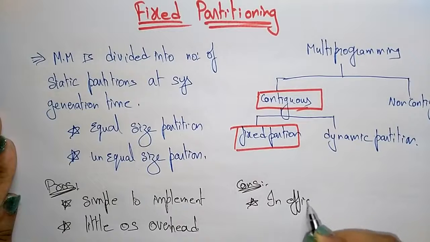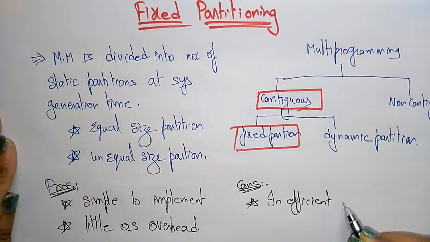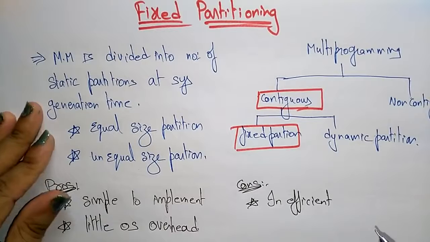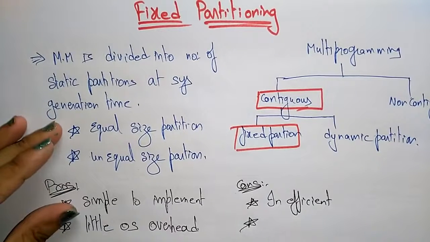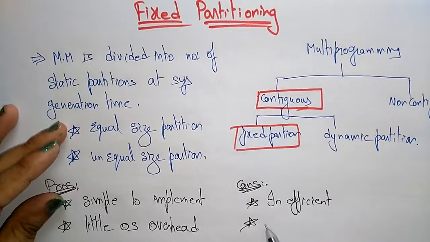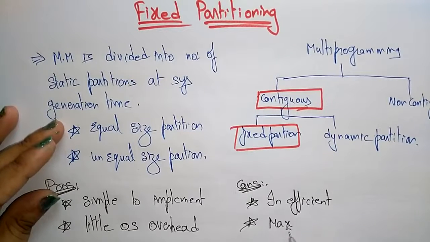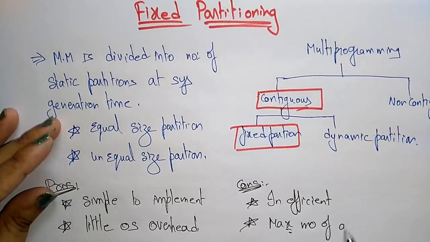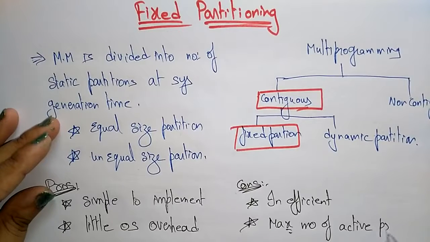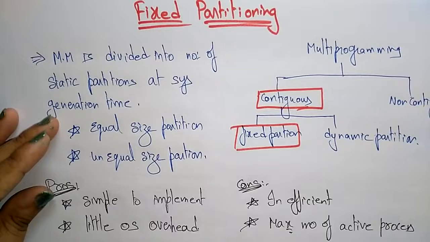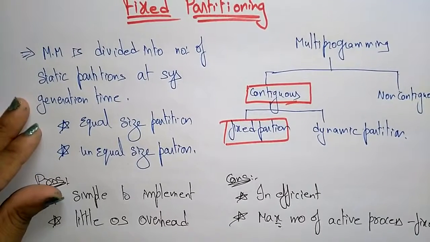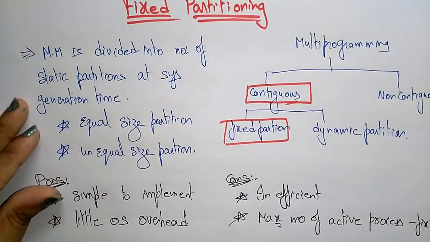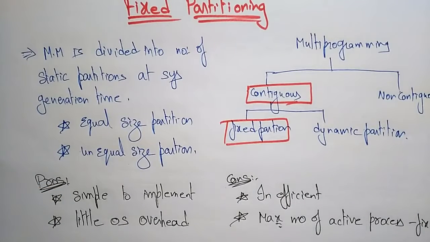The cons: fixed partitioning is inefficient, for example internal fragmentation occurs. Also, the maximum number of active processes is fixed, because the processes allocating the memory are limited by the fixed partitions. So this is about the fixed partition.